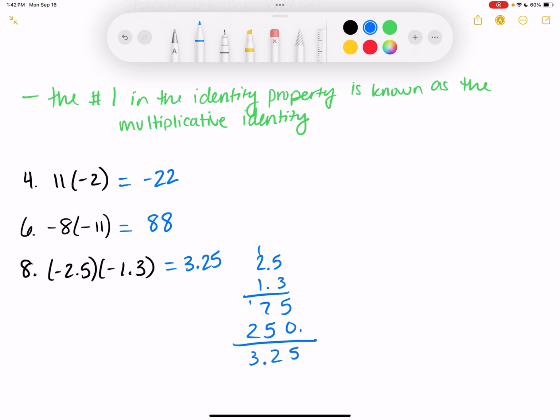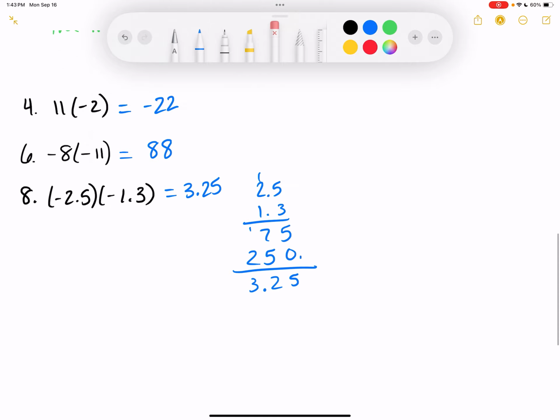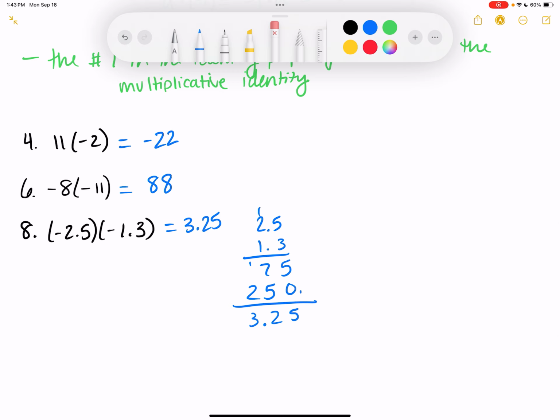Some of you like to go way down here and I have no idea what that goes with, okay? When you show your work, you do it up with the problem that it goes with, okay? Any questions about that?